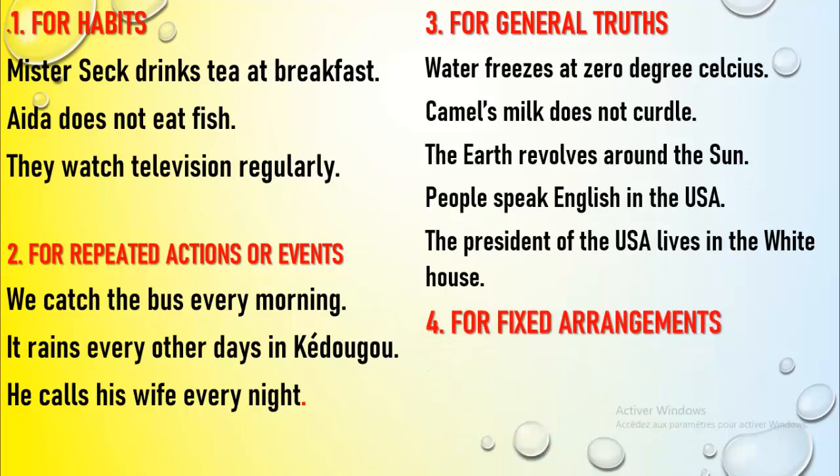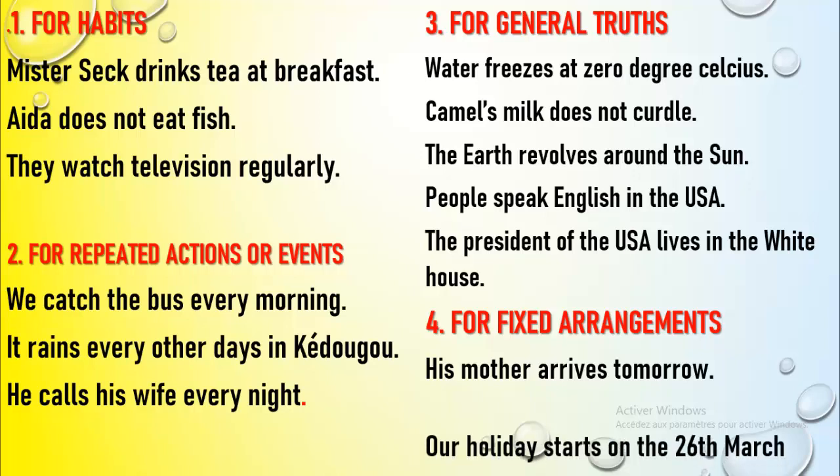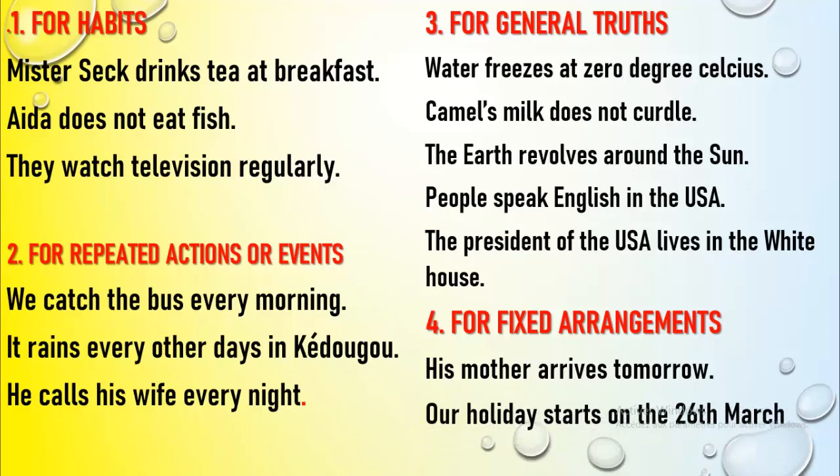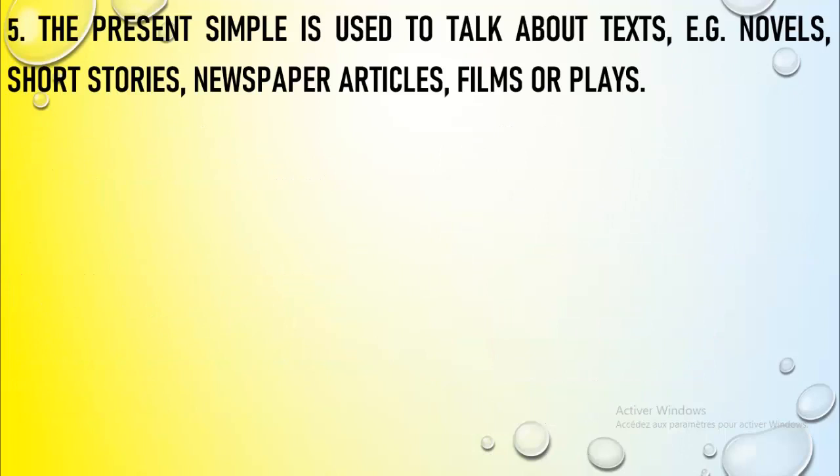Fixed arrangement. Planned arrangement. His mother arrives tomorrow. Sa mère arrive demain. C'est déjà planifié, c'est déjà calé. Our holiday starts on the 26th of March. The match starts at 7:30 p.m. Le match commence à 7h30. Là aussi, c'est calé. C'est une heure fixe. C'est un programme. This is simple present.